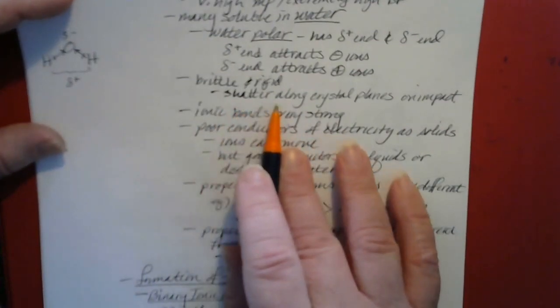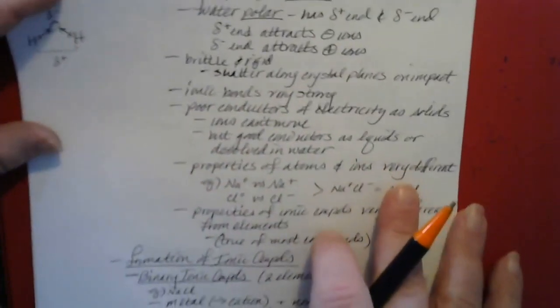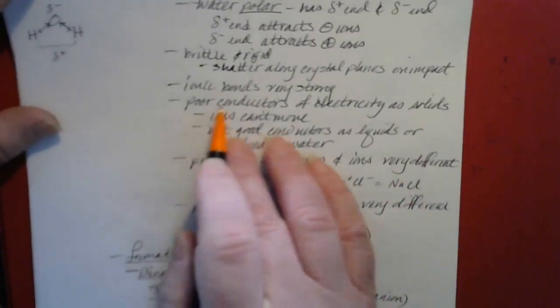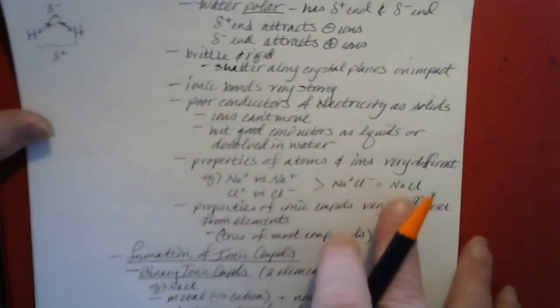So they're brittle and rigid. If you hit them with a hammer, they don't squash out like metals do. They shatter along the crystal planes. And again, that's why grains of salt are little cubes. The ionic bonds are very strong, and that's what makes them brittle and rigid, actually.